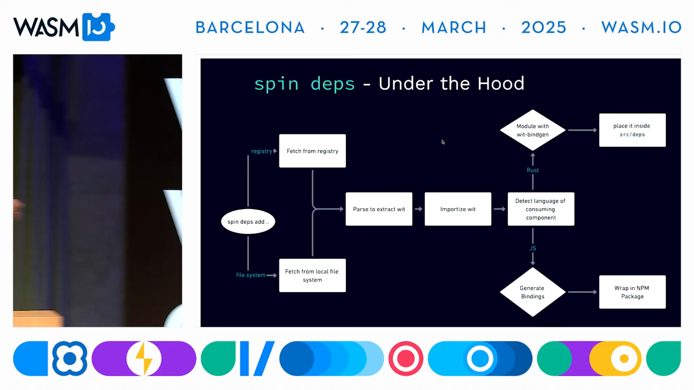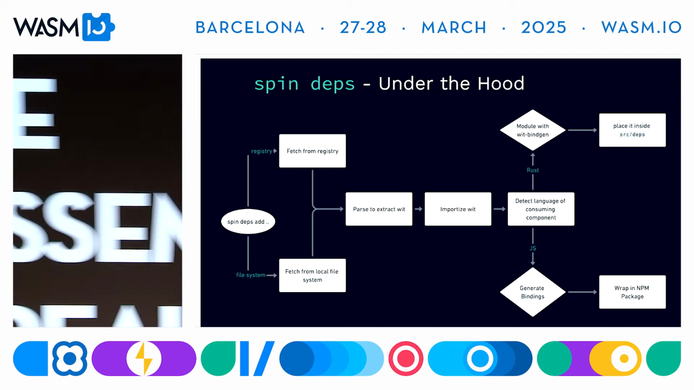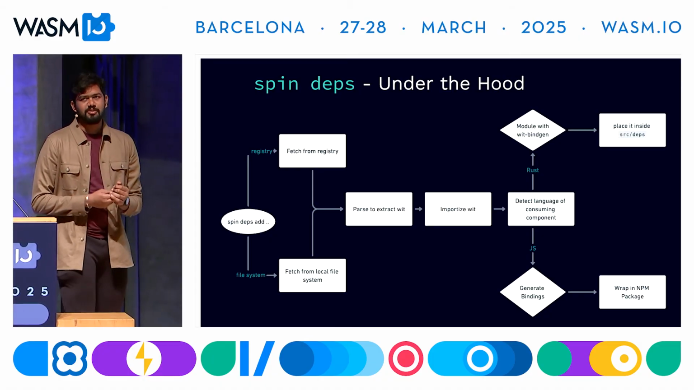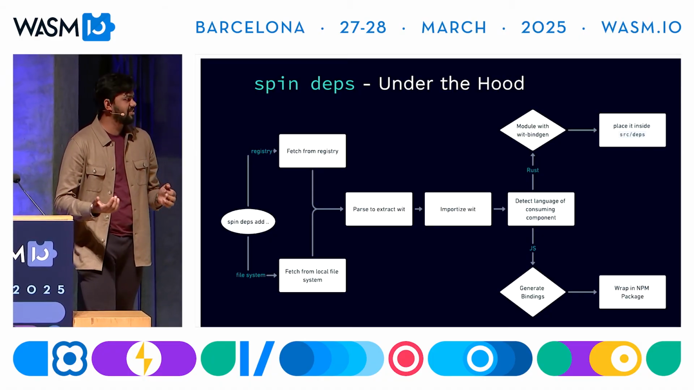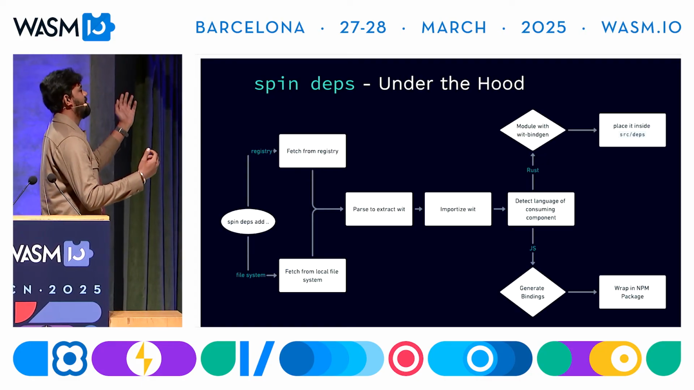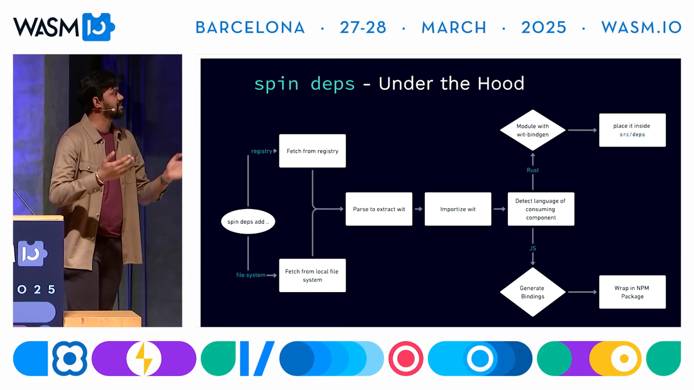Awesome. Do you want to explain what happens under the covers? Yeah. So, a quick under-the-hood description here. When you do a Spin Deps add, it first tries to find if it's a local component or a component from the registry, and then fetches the component from the registry, or reads the local file system. Then it extracts the WIT for you and importizes the WIT.